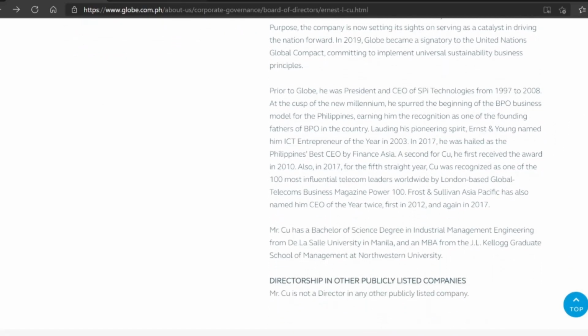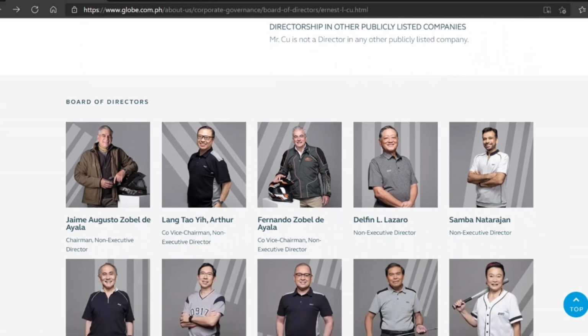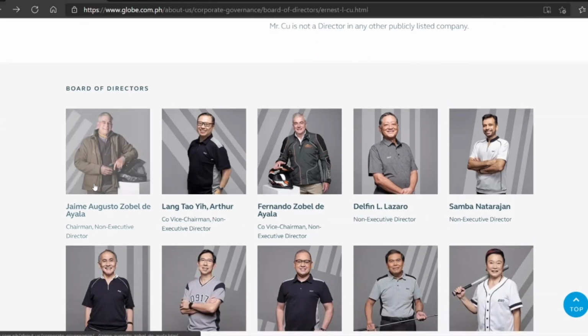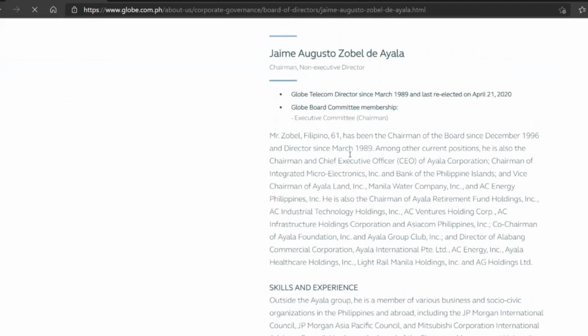Now let's look at its other leaders. Chairman of the board is Zobel Ayala. Well, do we need to research this guy? Ayala Corporation, guys. Ayala is known to many of us Filipinos. They have been proven to be great leaders of companies. This guy, speaking of a moat, already has a moat of his own. His name alone is a moat.